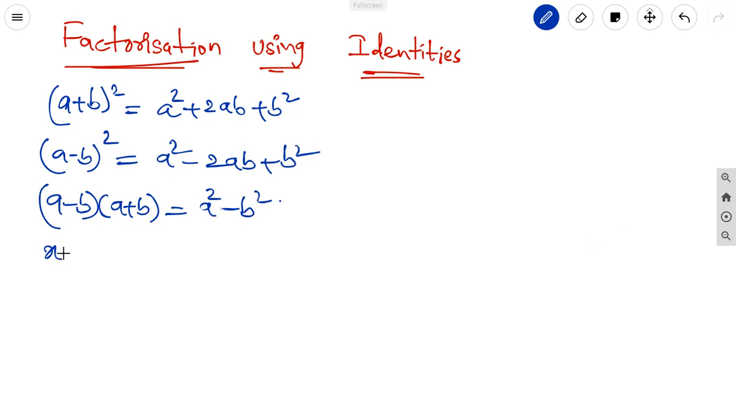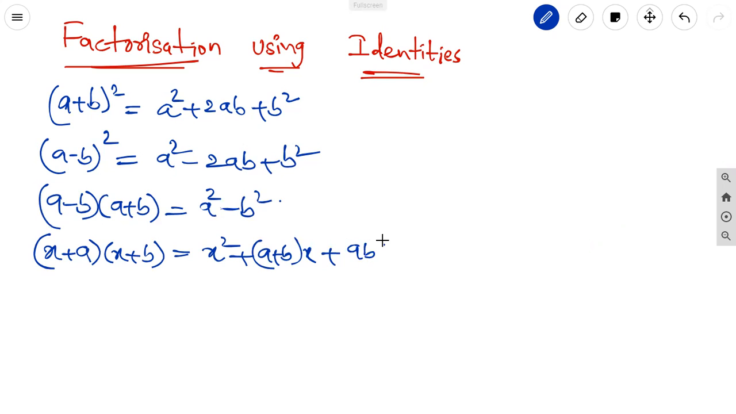And the fourth identity, (x + a)(x + b) equals x square plus (a + b)x plus ab. Okay. Using these four identities, which one is suitable for the given problem? Using that, simplify and find the factors.